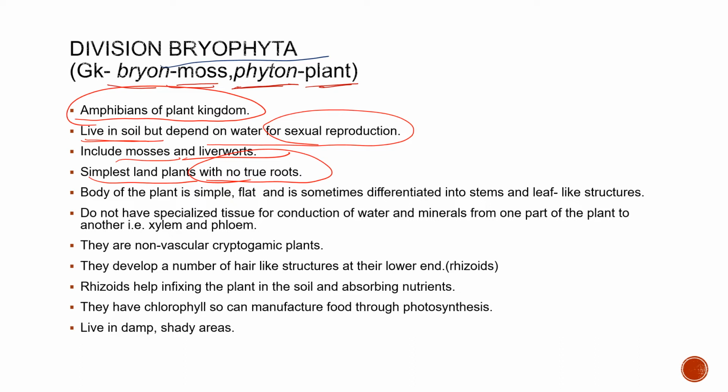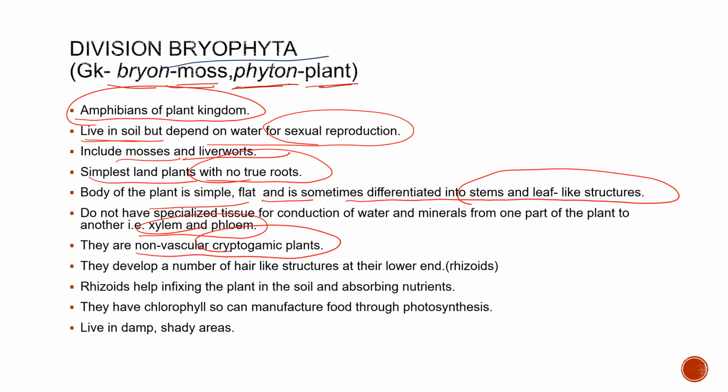The body of this plant is very simple and flat, and it's sometimes differentiated into stem and leaf-like structures, but no true roots are present in these plants. They do not have specialized tissue for the conduction of water and minerals from one part of the body to another. That is, xylem and phloem are absent in the Bryophyta division also. They are non-vascular and cryptogamic plants.